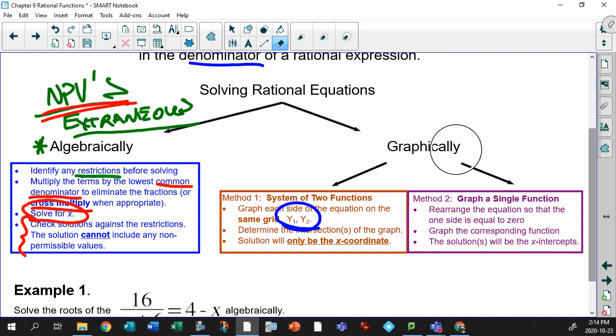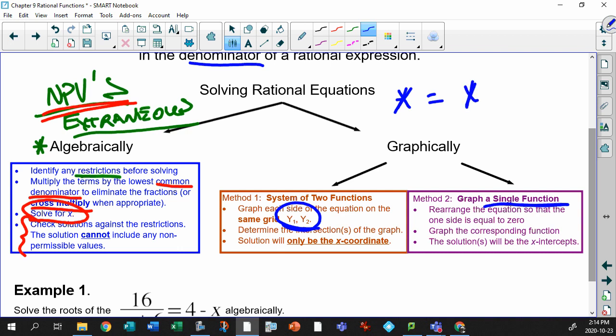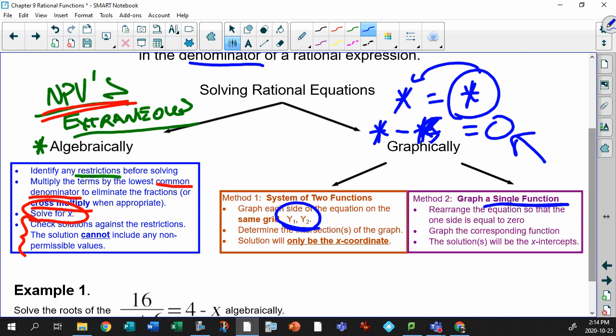But now, check this out also. You can do method number 2, graph it as a single function. What do I mean by that? Well, if you have something over here, across the equal sign, something over here, take this guy and just bring it over, which gives you this minus whatever that star was, equaling 0. Because that equals 0, remember that 0 was a y at one time. So that means y equals 0 means that you're finding the x-intercepts. And when you graph them, look for the x-intercepts.